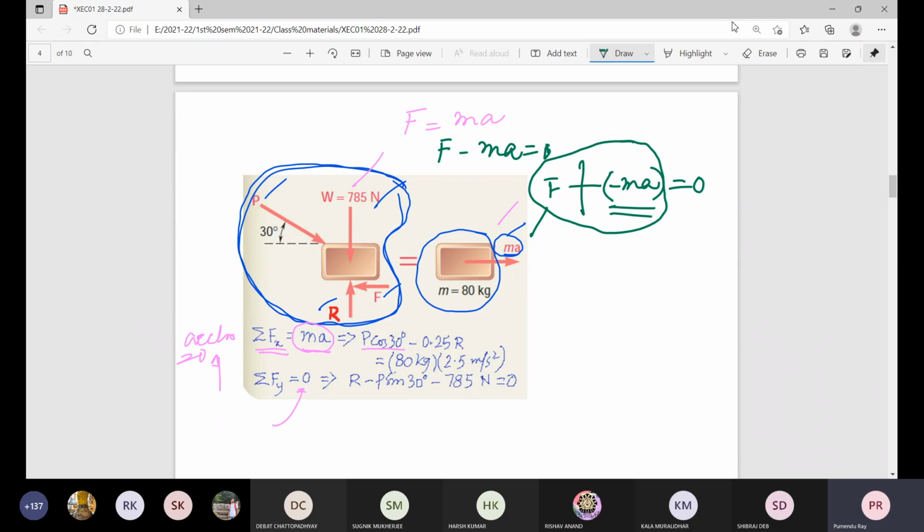And what about this equation? Not the equation of static equilibrium, it is the equation of dynamic equilibrium. And what about the name of that pseudo force, minus ma? Very popularly, it is known as inertia force. Now we can experience that imaginary force.